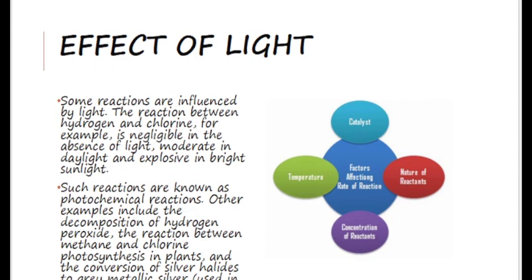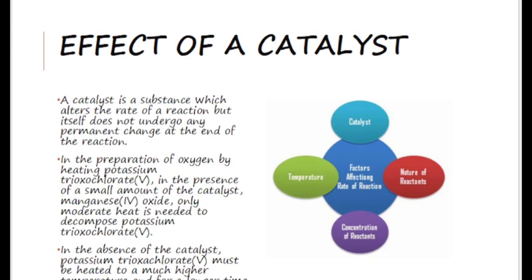Other examples include the decomposition of hydrogen peroxide, the reaction between methane and chlorine, photosynthesis in plants, and the conversion of silver halides to gray metallic silver used in photography. So these are examples of reactions that are dependent on light. Hence, an increase in light would cause an increase in the rate of those reactions.